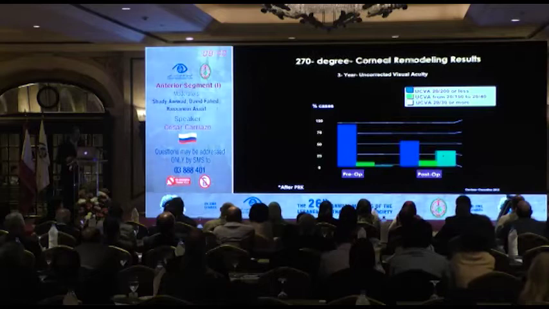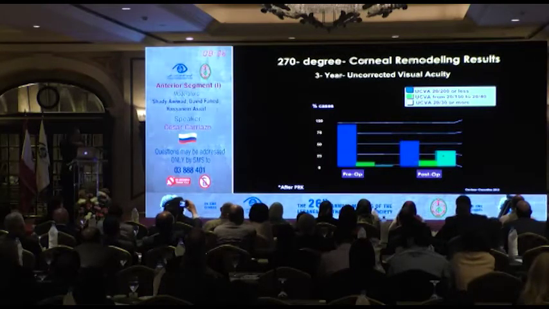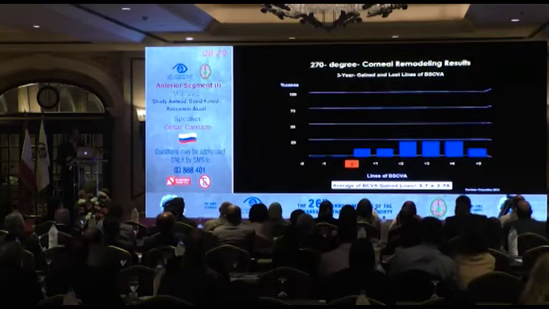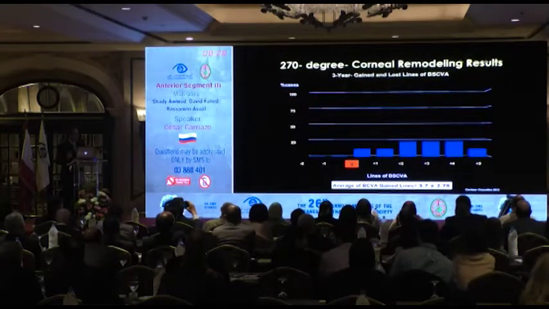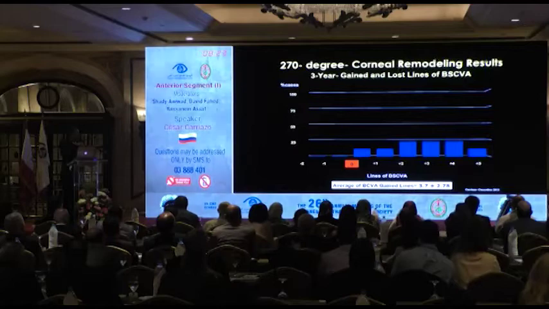This is the second group, and it's the same. You can see how the uncorrected visual acuity improved in all the cases. But in this group, we are between 20/20 and 20/30 or more. This is the gain and loss of lines again. But you see here, we didn't lose any line of vision and we gained in most of them.